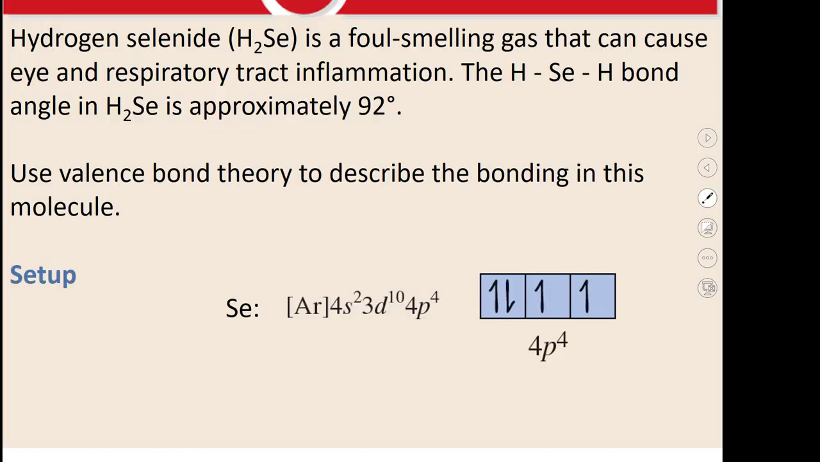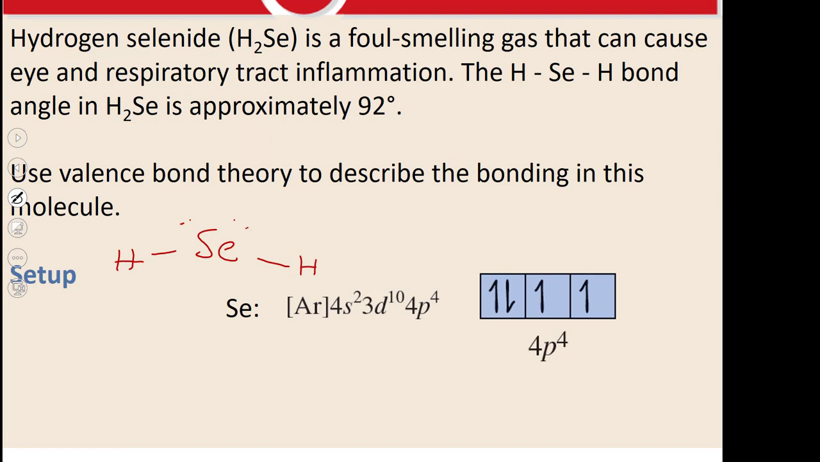So a typical question from this section would be something like this. Hydrogen selenide, H2Se, is a foul-smelling gas that can cause eye and respiratory tract inflammation. The bond angle is approximately 92 degrees. Use valence bond theory to describe the bonding in this molecule. What I mean by that is, what bonded with what? So I've got selenium in the middle, and I've got the hydrogens. We're just going to draw general hydrogens here. Selenium is in the same family as oxygen, so this is going to look very similar to a water molecule. So we're going to have two lone pairs on the selenium.